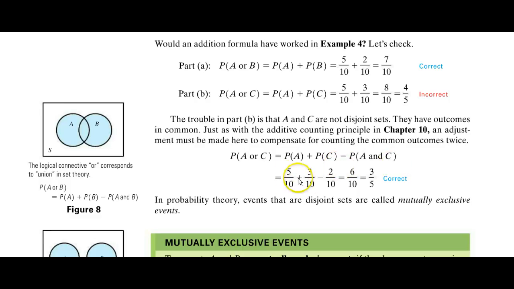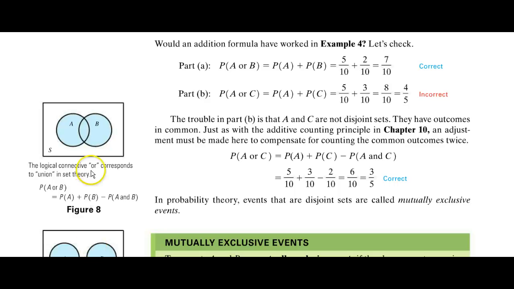So when we add that together, we do get 8 over 10, but then we have to subtract the ones that are repeated, 2 over 10, and that gives us 6 over 10, which is now 3 over 5, which is the correct answer. So in probability theory, events that are disjoint are called mutually exclusive, and we see a little bit of that here.